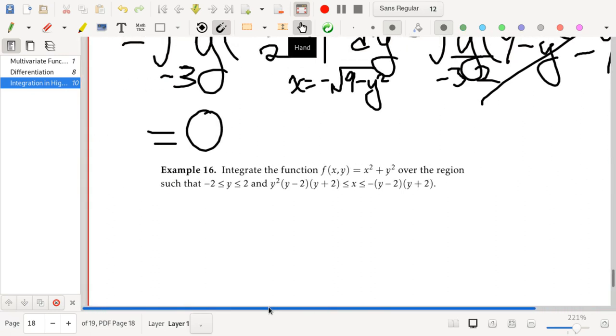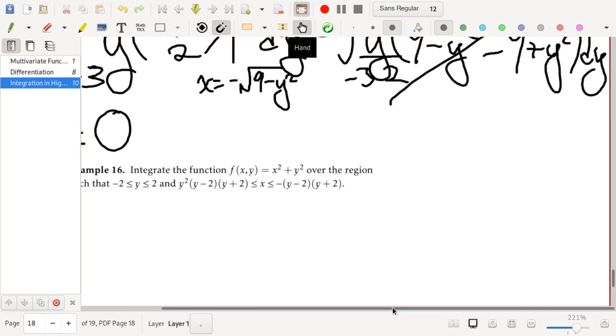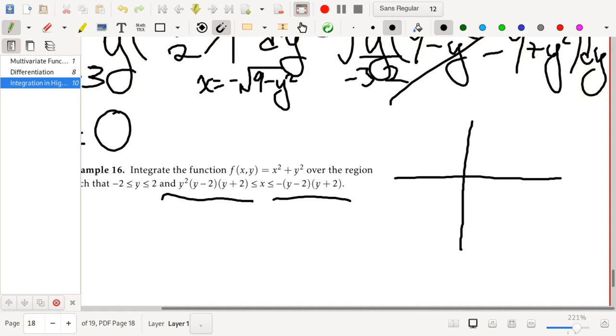Integrate the function f(x,y) equals x squared plus y squared over the region such that y is between negative 2 and 2, and we have this complicated expression for the region, but I can sketch it for you. So here's the sketch. The upper bound is basically a parabola pointing towards the y-axis, and it has intercepts at negative 2 and 2. So here's 2, and here's negative 2. So these are y-intercepts, by the way. And you can probably figure out that over here, this point is 4. Okay? So x is equal to 4 at its greatest extent.